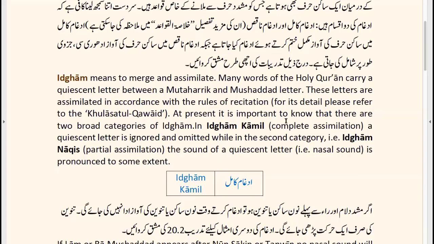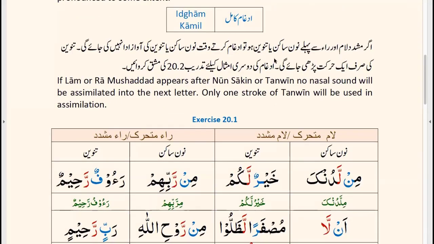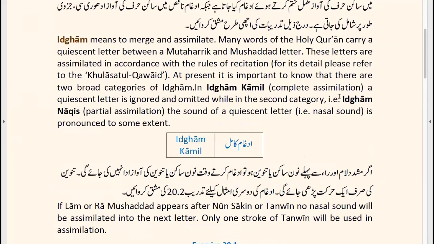At present, it is important to know that there are two broad categories of idgham. So there are two types of idgham. There is Idgham Kamil, which we will be learning today, complete assimilation, which means a quiescent letter is ignored and omitted. In the Idgham Kamil, the quiescent letter, meaning this noon, will be ignored. We won't be reading this noon.